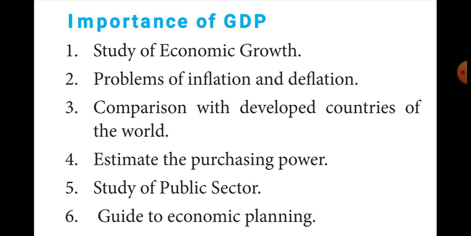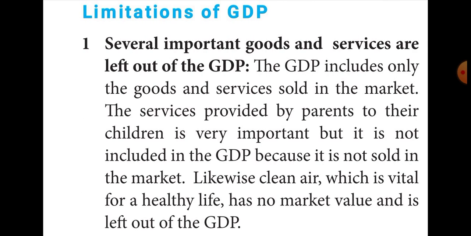Then next we learned about the limitations of GDP. There are 4 important limitations of GDP. The first one is several important goods and services are left out of the GDP. The second one is GDP measures only quantity but not quality. The third one is GDP does not tell us about the way income is distributed in the country. The last one is the GDP does not tell us about the kind of life people are living.